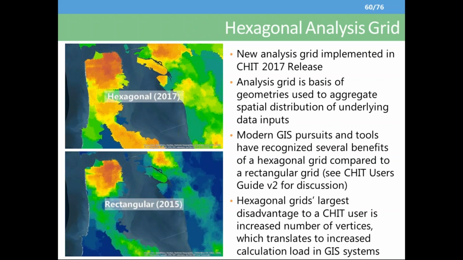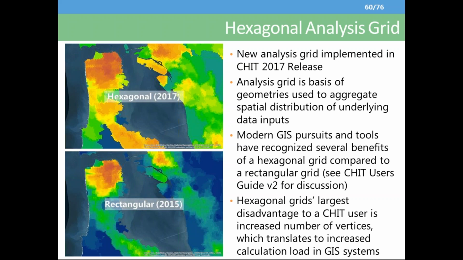We also did make a switch. In 2015, we had essentially a rectangular evaluation grid, and now we have a hexagonal grid. The reasons for this are pretty detailed. We do cover it in the CHIT Users Guide, actually. There's some documentation and recommended reading about why hexagonal grids might be preferable to rectangular grids in geospatial analyses, especially when you're doing aggregations or averages within a grid cell.